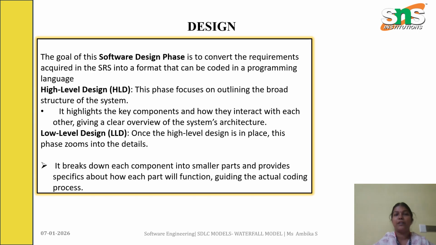Next one is the design. So the software design phase involves converting the requirements that are in the SRS document into a format suitable for a programming language. There are two types of designs, high level design and low level design. High level design will highlight the key components and give the overview of the system architecture. Low level design will focus on the actual coding of the process. That is, it will break down each component into smaller parts.